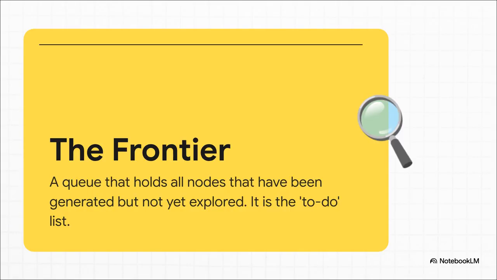And last but not least in our toolkit, the to-do list. The algorithm needs to stay organized, right? It's generating all these potential new places to go, these child nodes, but it hasn't visited them yet. So how does it keep track of everything? It uses another data structure called the frontier. You can think of this as its literal to-do list. It's a queue that just holds all the nodes that are sitting there waiting to be explored.